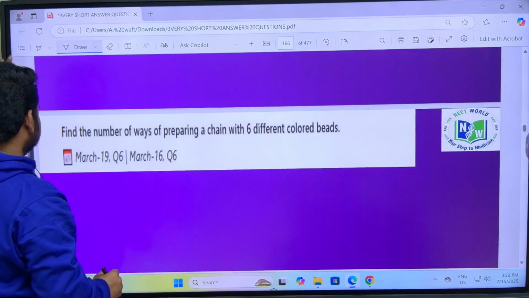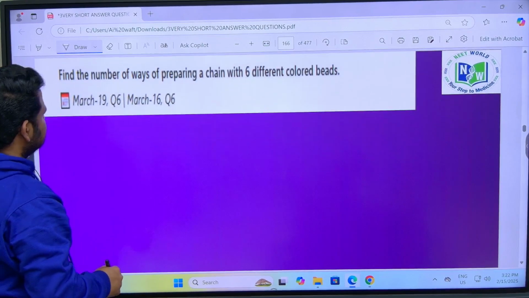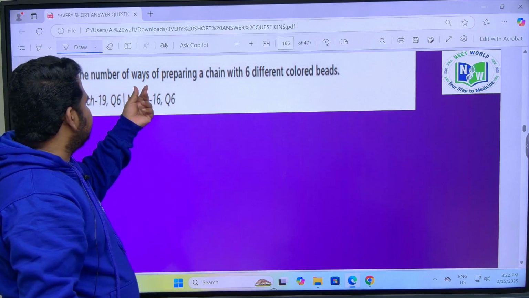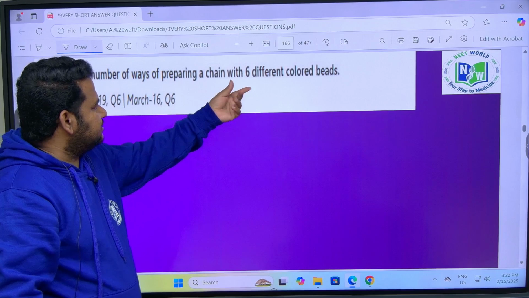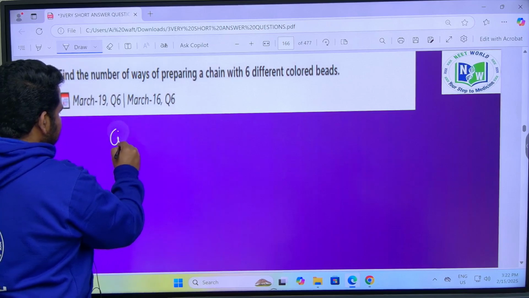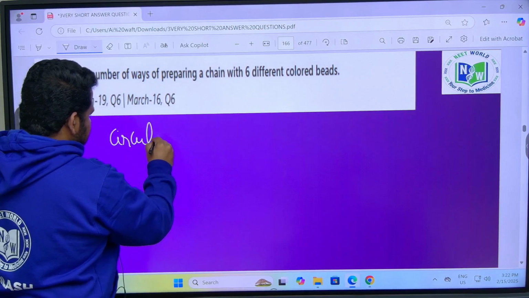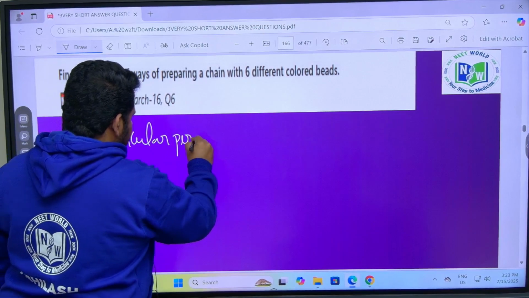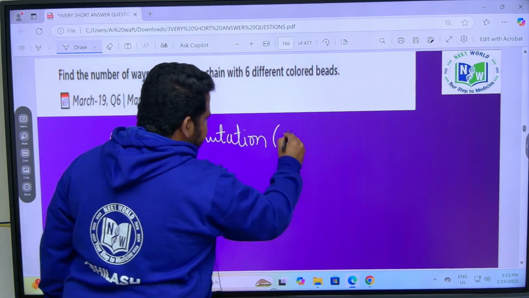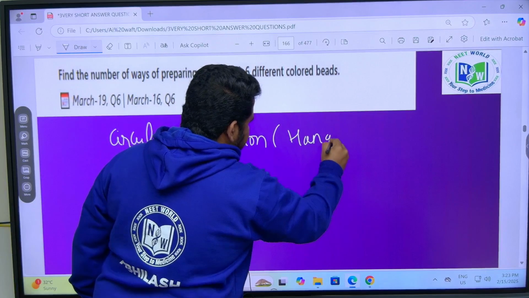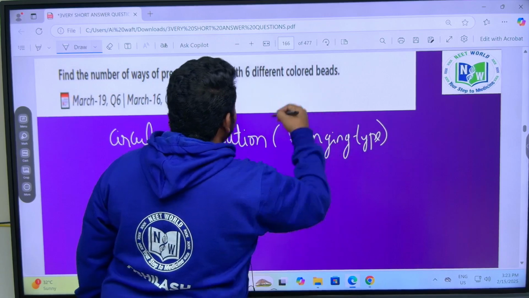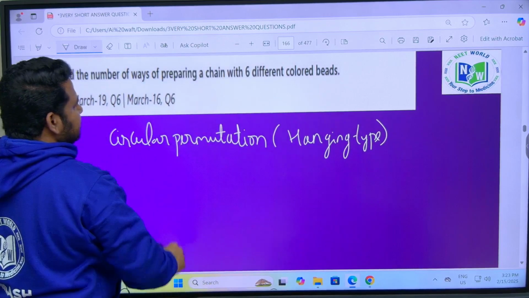There was a slight mistake in the question, a complete mistake actually, that's why it took some time to solve this question. Okay, now they are telling us to find the number of ways of preparing a chain with 6 different colored beads. This is a question based on circular permutation, the hanging type, because they have given a chain with colored beads.